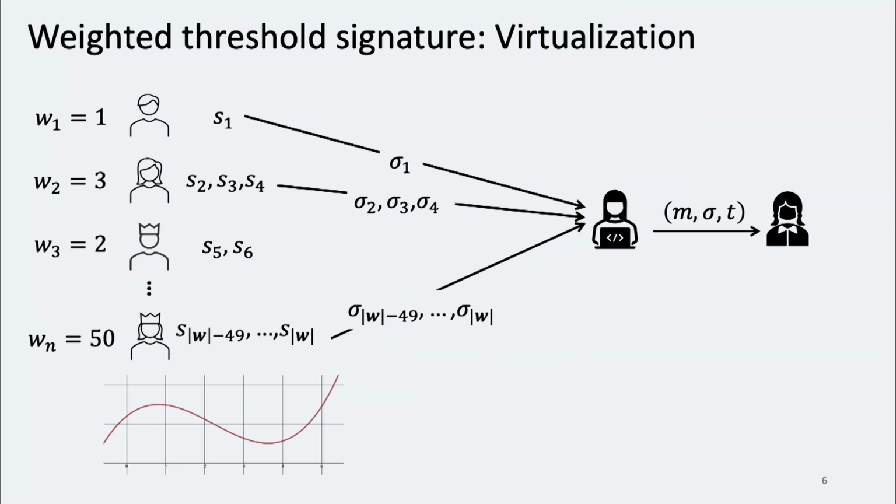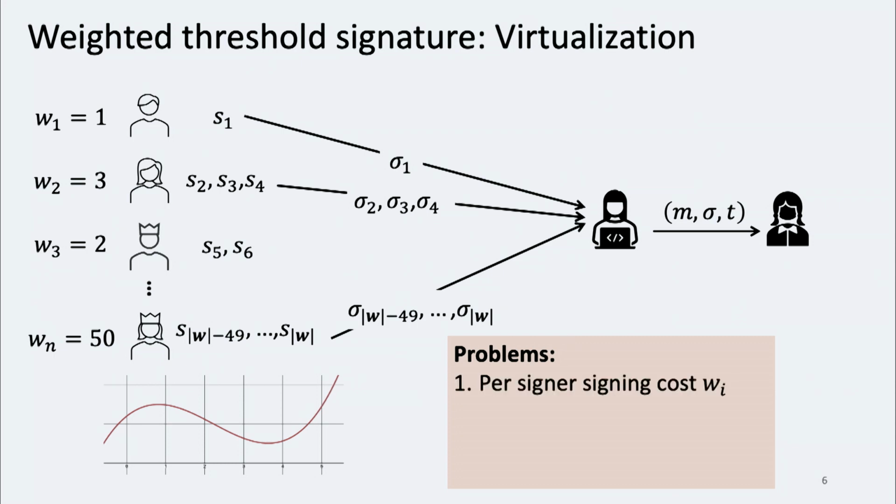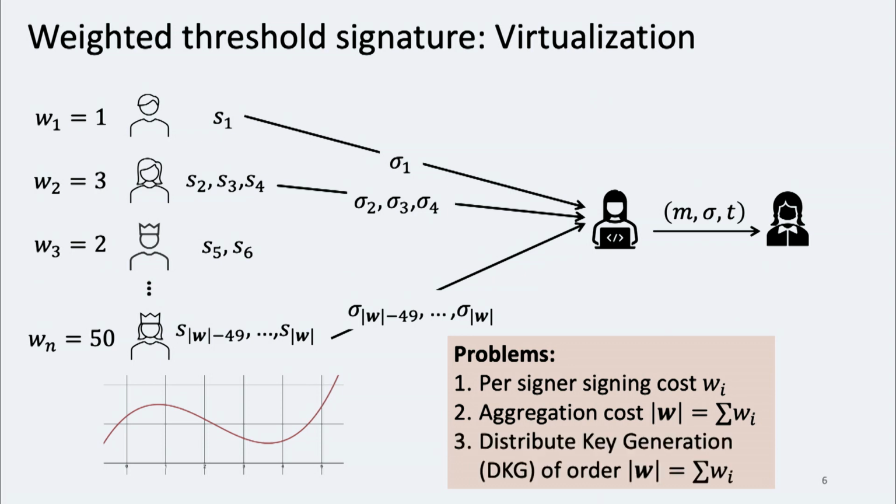But this construction has a few major problems, mostly efficiency. The first one is that the signing time is now proportional to the weight of each individual signer. It's no longer a constant. The aggregation time is proportional to the total weight in the system. And last one, there's actually a step called distributed key generation that you can think of as an initialization or setup stage if we want to use Shamir secret sharing-based threshold signature.